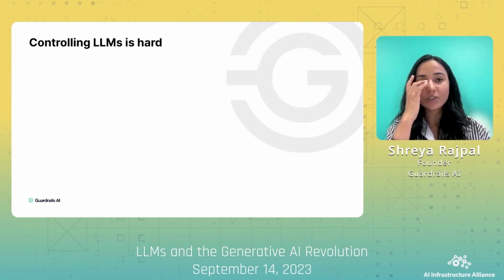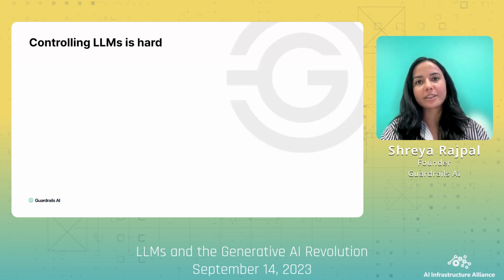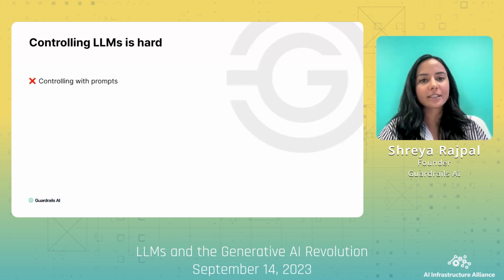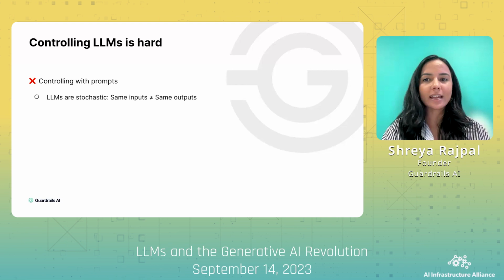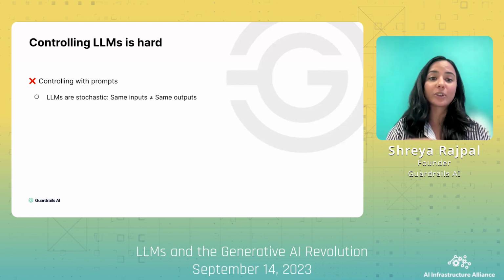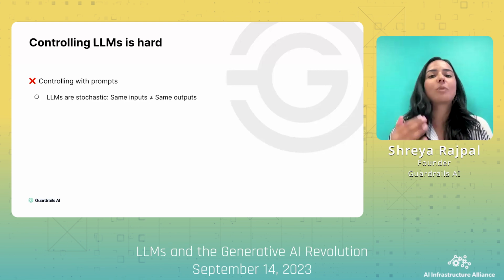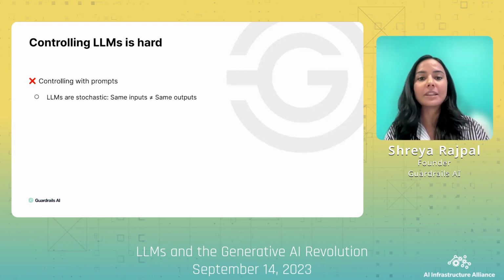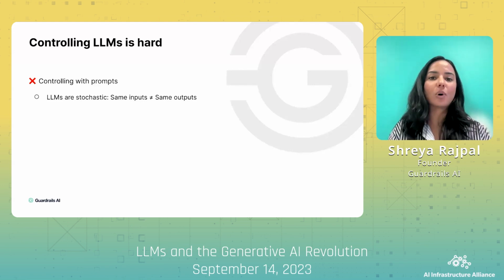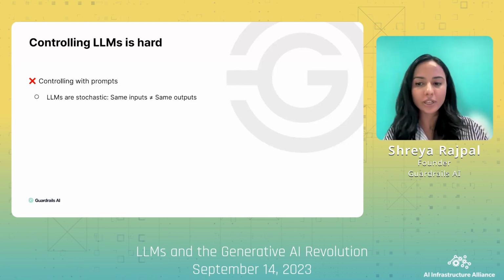So why is controlling LLMs challenging to start with? We break this down into three techniques. The first is controlling an LLM output via a prompt. As I mentioned in the previous slide, this is generally pretty challenging. One of the key reasons why is that LLMs are stochastic, which means that even if you do all of the prompt engineering and find the best possible prompt for your application, the same input doesn't guarantee that you're going to get the same output. Even for the same prompt, running it multiple times, you're going to see some variation in the outputs.